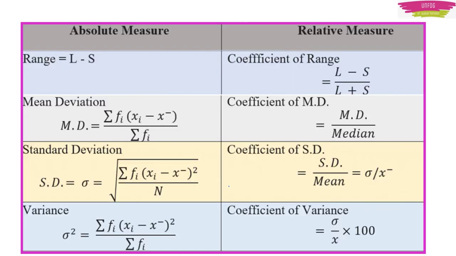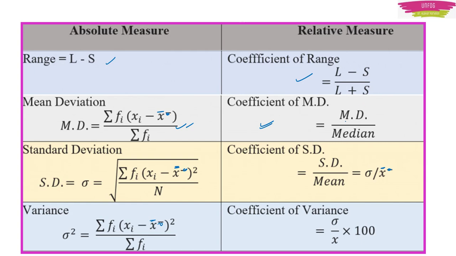Now I have this table for you for quick revision. Range is L minus S. What all the terms mean, you should go back and see in the class. This is one quick revision for you. That's all. Coefficient of range. Next, mean deviation. This is actually like this, X bar, everywhere X bar. So, mean deviation. Then, coefficient of mean deviation.